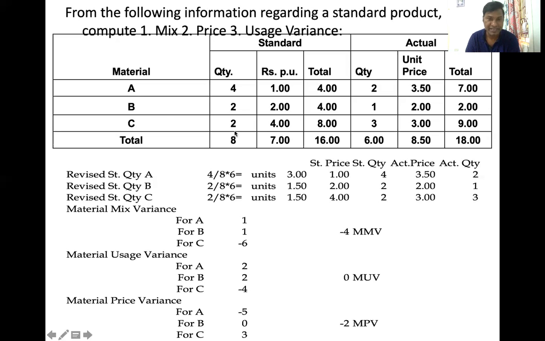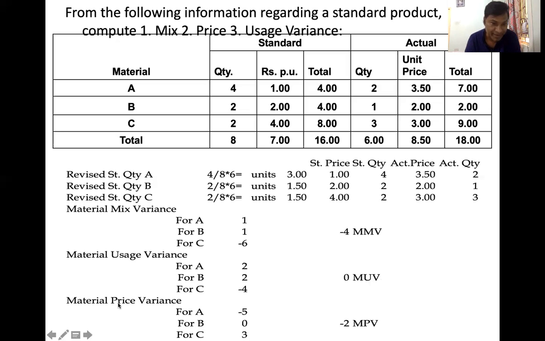Similarly, come to C. 2 is the standard quantity, actual quantity is 3. So minus 1, into standard price 4, equals minus 4. And take the total: there's minus 4 and plus 4. The resulting figure is 0. Material usage variance is 0. Now let's come to the price variance.